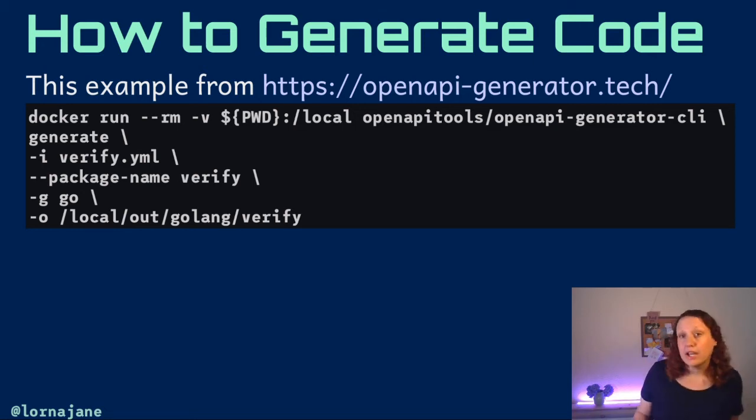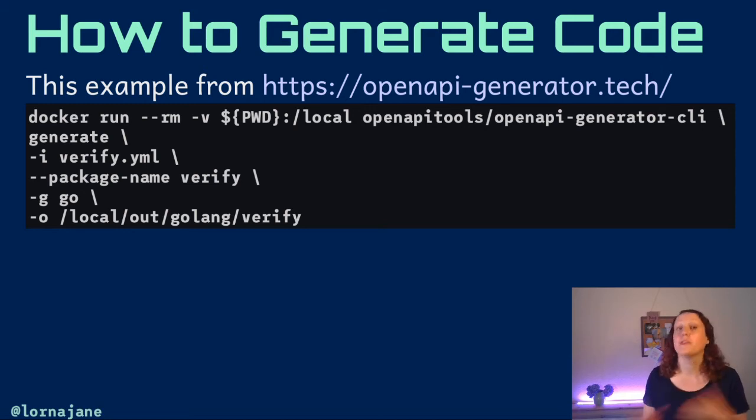I'm using Docker here. What that gives me is I don't need to have any local dependencies. It all just happens in Docker. It's got the command line tool in it, and I feed in the options. So first of all, the name of the spec, the name of the API description file that I want to use. I'm setting the package name.